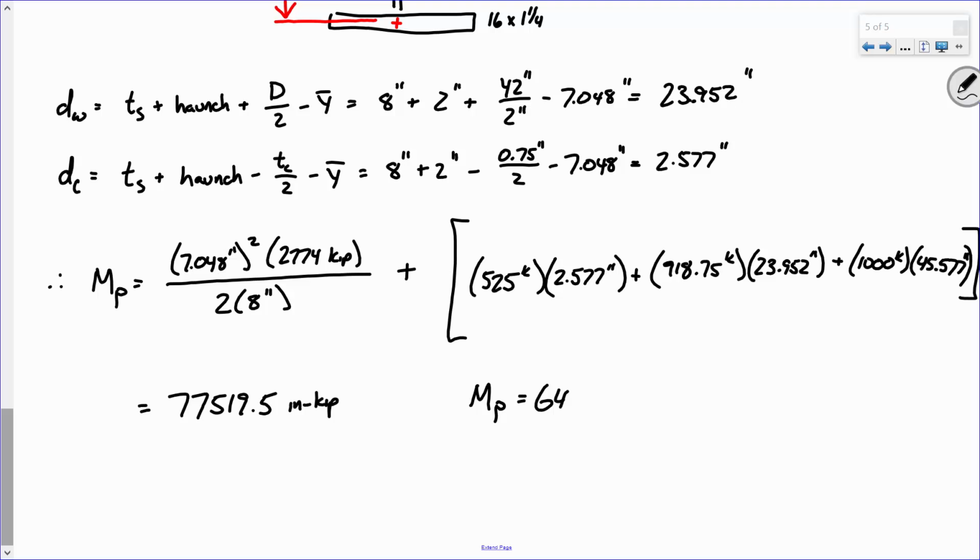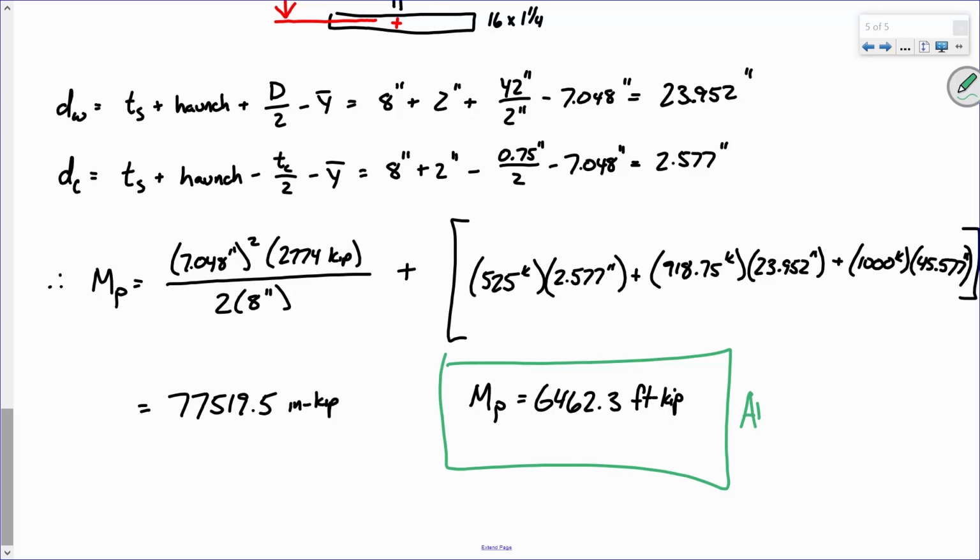All right. I got like 6462.3, plus or minus a foot-kip because of rounding. If you use Excel, all the rounding stuff's going to wash out because you'll track your values. That's not too bad, right?